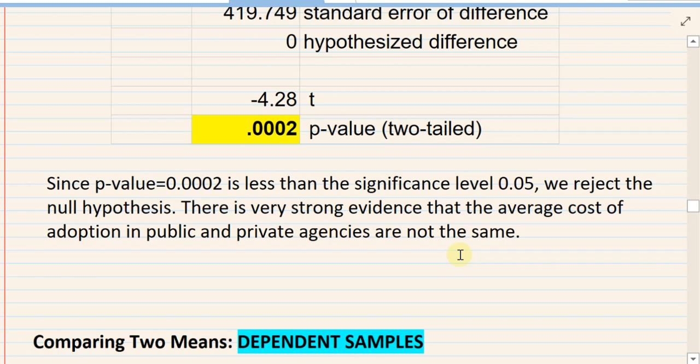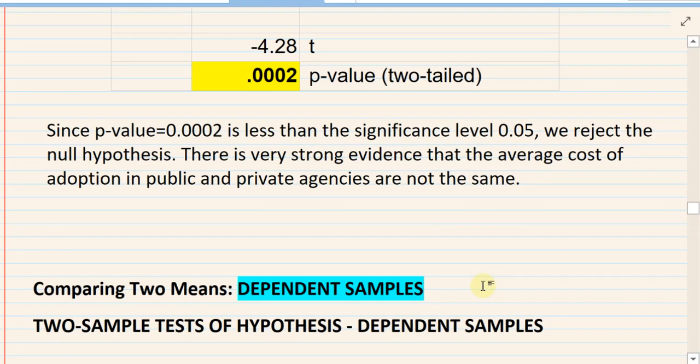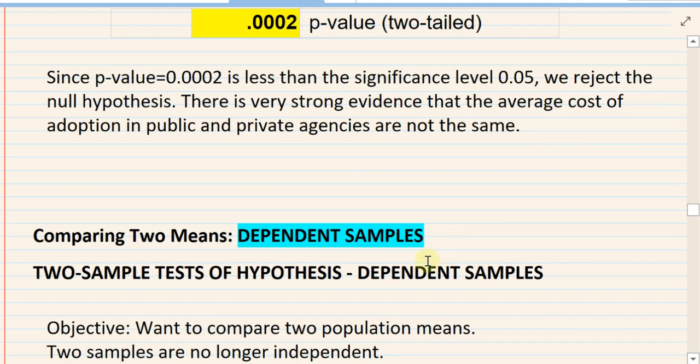So we're done with the two cases for independent samples. Now we're going to the last case, the last scenario. In comparing two means, the change is in our design. This time we're going to assume we have dependent samples. So what do we mean by dependent samples? And this is what we want to do. We want to do two sample tests of hypotheses for these dependent samples.